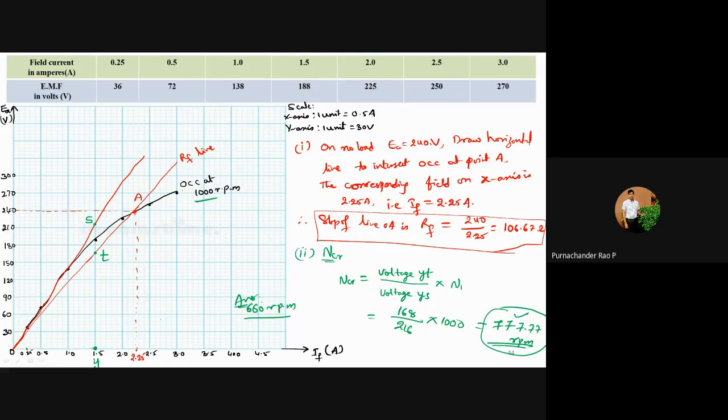But this is the procedure I'm telling, because I cannot draw the exact straight line curve for the open circuit characteristics. Just I have drawn it by the line, so we are getting the 777. If you draw the graph and see, it may be around 660 to 700.